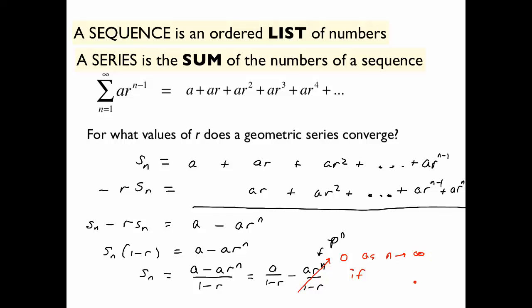If r is between 1 and negative 1. So we're just using a new symbol instead of p. It's like r. And so as n goes to infinity, Sn, the sequence of partial sums, becomes that right there.